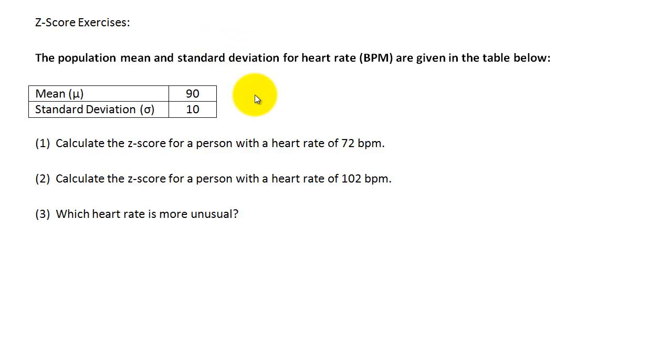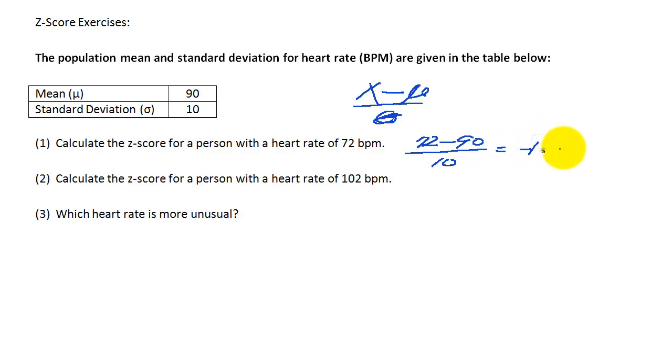Okay, so the z-score is the value minus the mean, divided by the population standard deviation. So in this case, 72 minus 90, over standard deviation 10, so it's minus 1.8.